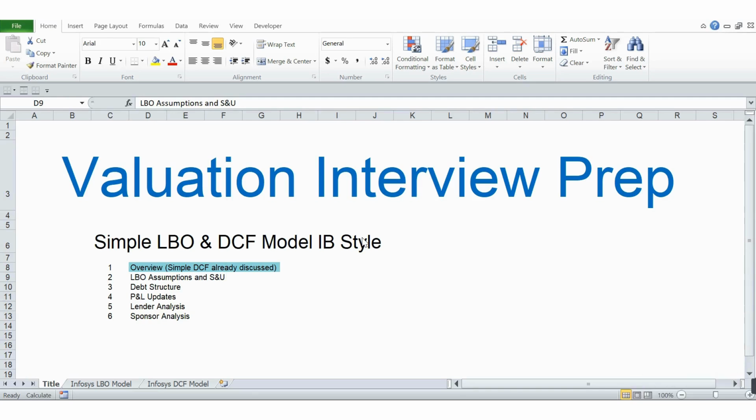Hey everyone, welcome to the second part of this LBO model series presented by Valuation Interview Prep. In this, we will be seeing the certain LBO assumptions made in the model and how the sources and uses table is formed. So without wasting any time, let's see how it's done.